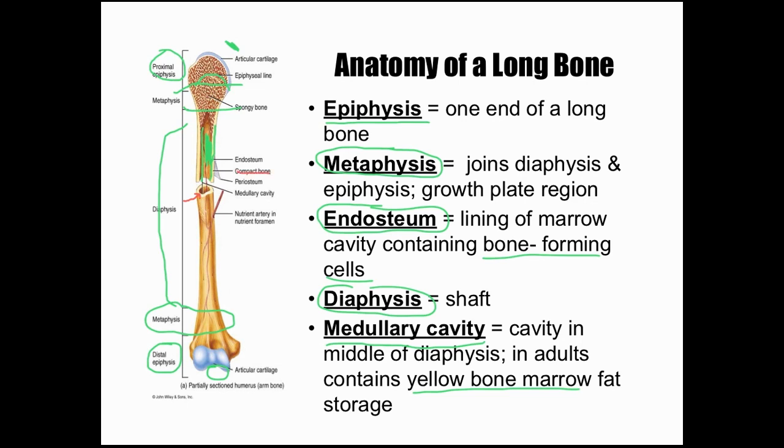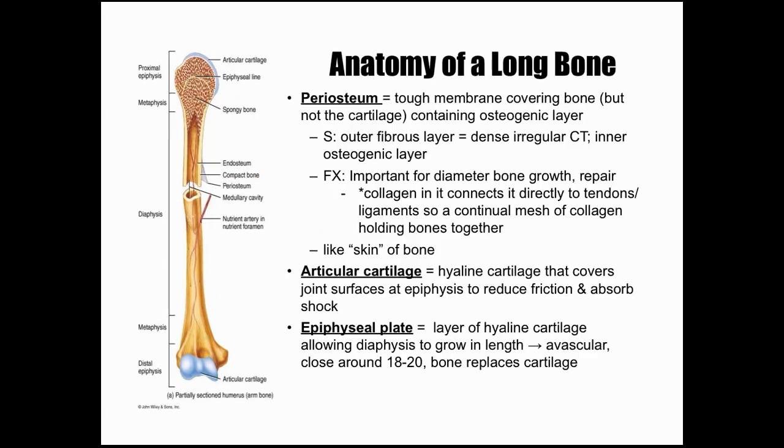Compact bone. If you look up here, you can see there's little holes in this bone on the distal ends, on the ends in the diaphysis and the metaphysis. Those little holes, that's spongy bone. It's not as dense as the compact bone. All right, the last slide on the anatomy of long bones.